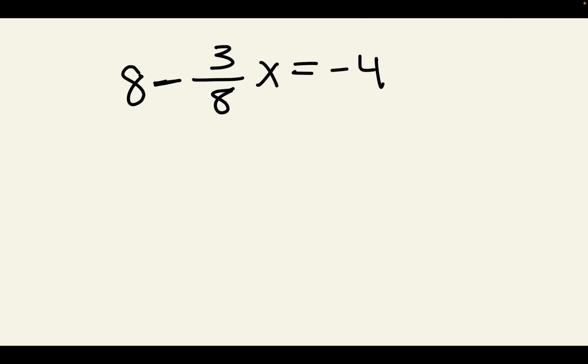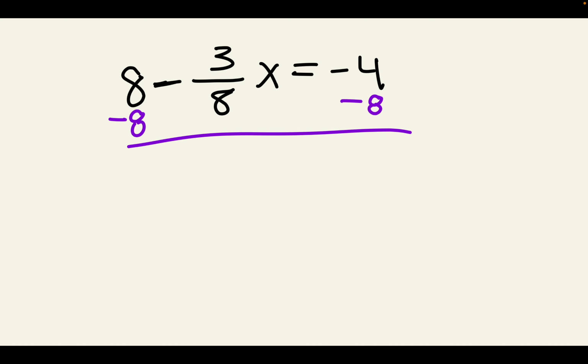Next one. This time, see how our fraction is connected to just the x? So again, we're going to try and do this add subtract step first. So we're going to subtract the 8 first, because the fraction's with the x, so we'll do that after. So our 8's cancel out, so we have negative 3/8 x equal to negative 12.